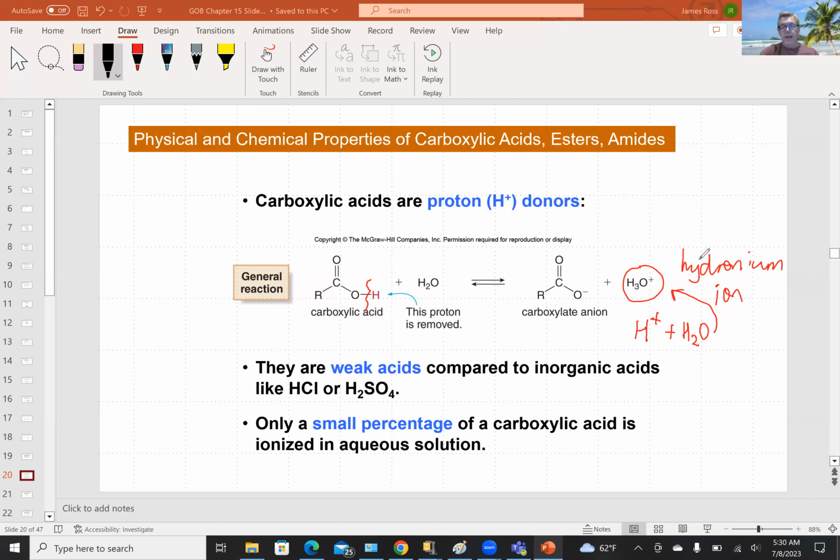Again, it's a weak acid, so only a small percentage on average of the molecules will do this, certainly less than 50%. So although it can be represented in its ionic form, the major species is going to be the molecular form. That's typically how we represent carboxylic acids, not as the free ions on the right, but as the intact molecule on the left.